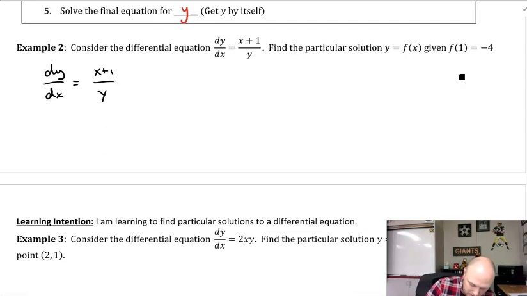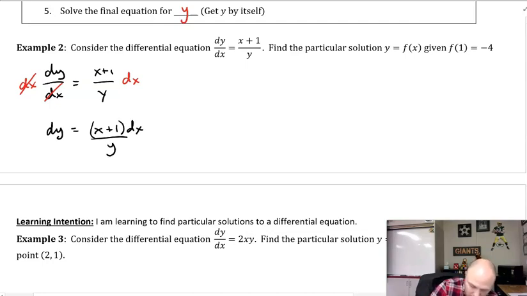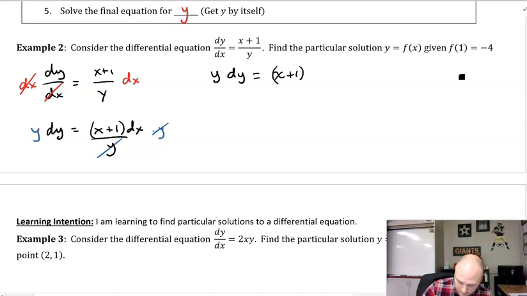I'm going to multiply both sides by dx, so that cancels. And we get dy is equal to (x plus 1) dx over y. We'll multiply both sides by y, and we get y dy is equal to (x plus 1) dx. There you go. On the AP exam, these problems can be anywhere from 4, 5, 6 points on one example, finding a particular solution. What you've just done, separating the variables, that's 1 point on the AP exam.